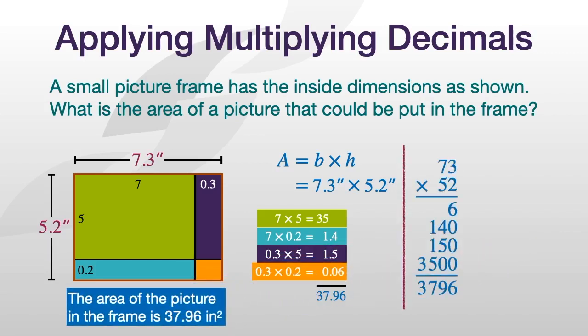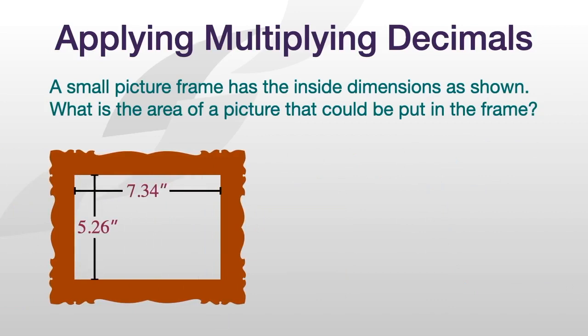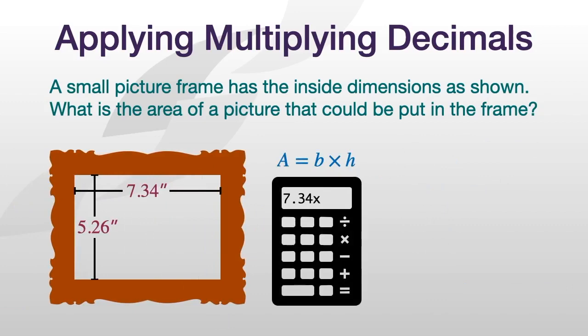Alternatively, we could ignore the decimal places at first and multiply the whole numbers. Now, placing the decimal points, we can estimate that the product is about 7 times 5, which is 35. So the appropriate place for the decimal place makes the answer to be 37 and 96 hundredths. Note that if the problem had more decimal places, then it is appropriate to use a calculator instead.